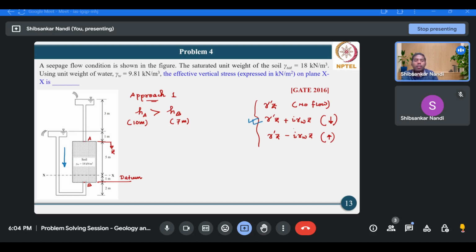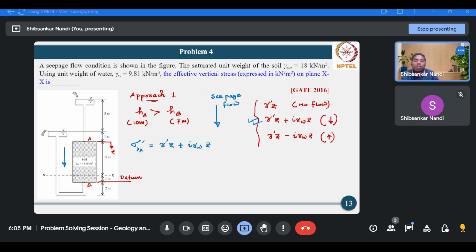So gamma prime z plus i gamma w into z. We can write the analytical expression for the effective stress at plane XX, indicated by sigma xx prime. It will be gamma prime z plus i gamma w z, since the flow is taking place in the downward direction. So this is the seepage flow direction.